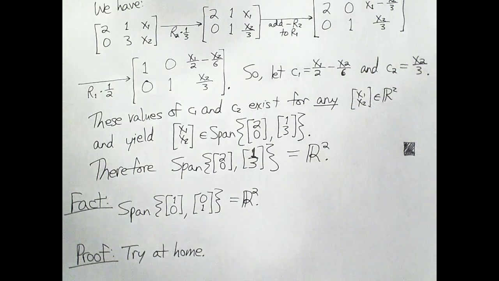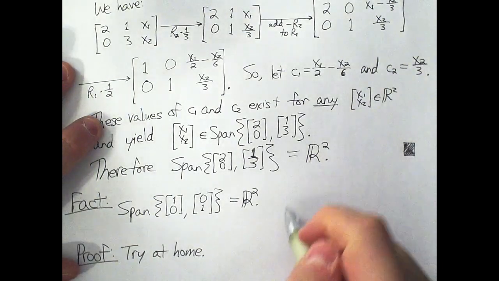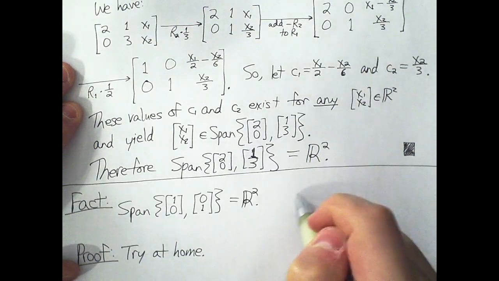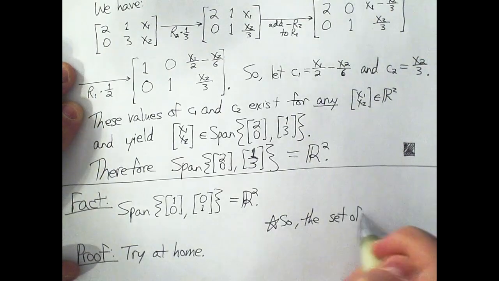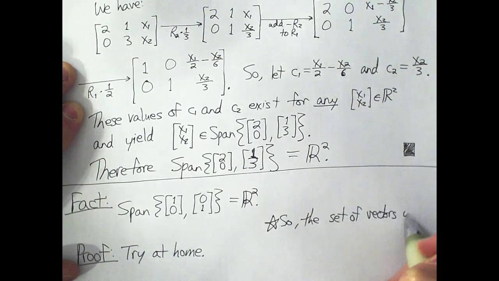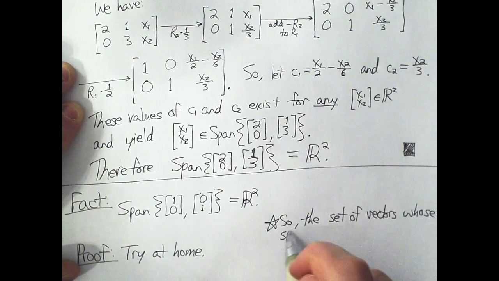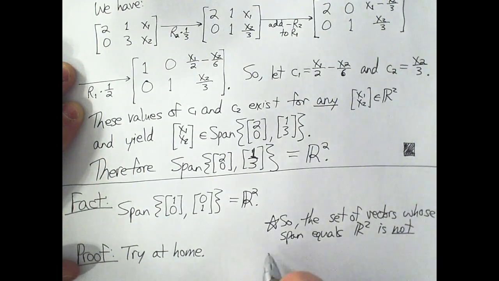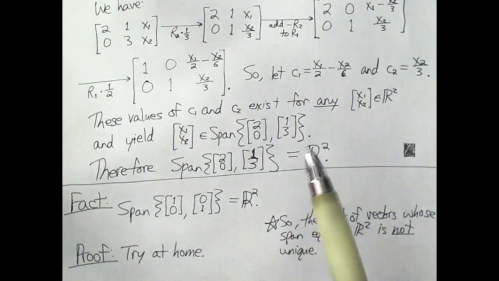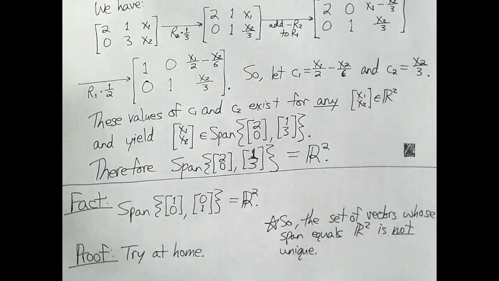So what we're saying then is that the set of vectors whose span equals R2 is not unique. We could say that the span of, here's a couple of vectors, the span of them equals R2. Here's a couple of vectors, the span of them equals R2. All right.